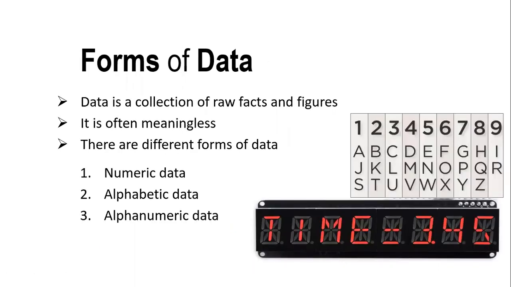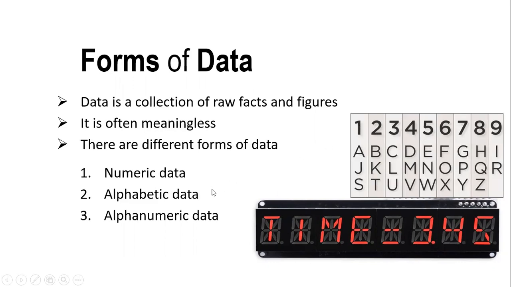Forms of data. Data is a collection of raw facts and figures. We have studied it before. It's often meaningless. We should know there are 3 types of data. The very first form is numeric data, which is the numbers themselves. As you can see over here, the numbers 1, 2, 3, 4 are numeric data.